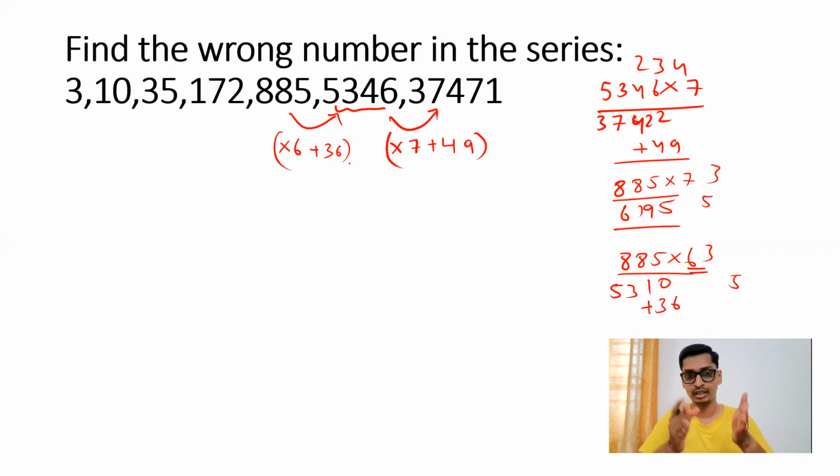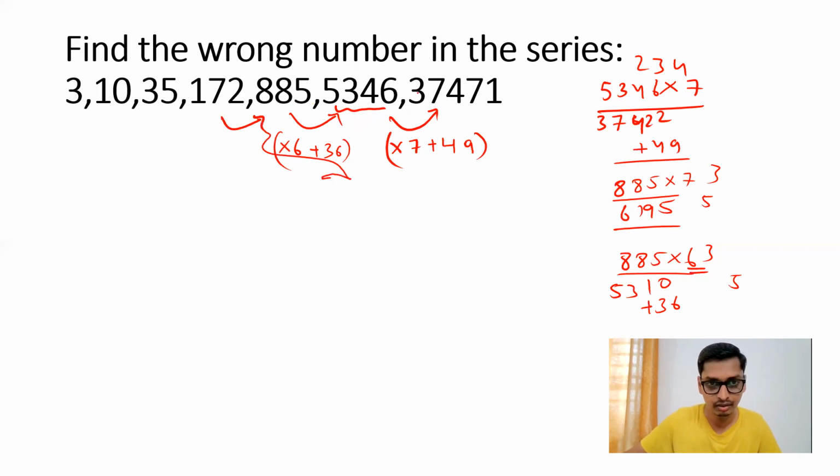So the series is times 7 plus 49, times 6 plus 36, and the next must be times 5 plus 25. 6 square is 36, right? So 6 square is 36 and 7 square is 49. So 172 times 5, how much do we get? 172 times 5. Okay, I can write this 5 as 10 by 2. So if I cancel that, yes, it is 860. So 172 times 5, I get 860.